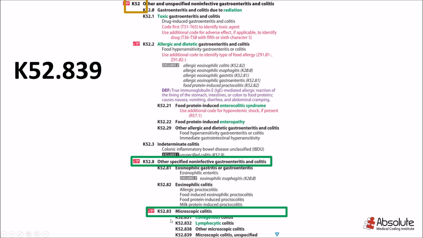K52.83, microscopic colitis, and K52.839, microscopic colitis, unspecified. And a lot of you did really well. Outstanding. So the moral of the story, know your coding path and make sure that you read all notes and guidelines associated with all of the codes along your reference codes path. Very good, coders, very good. Thank you all so much.